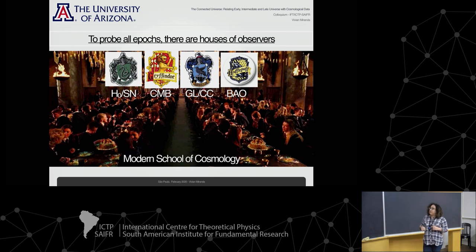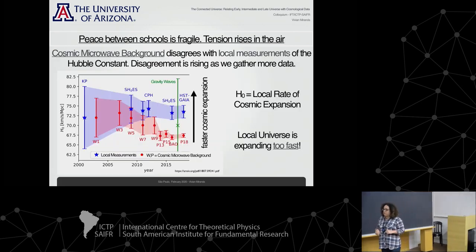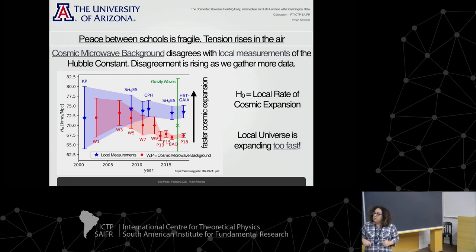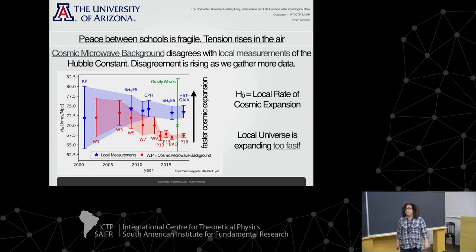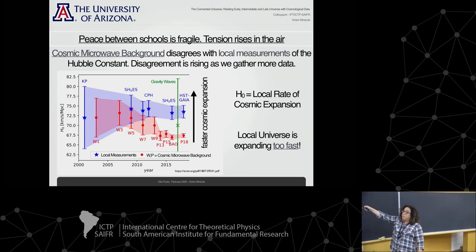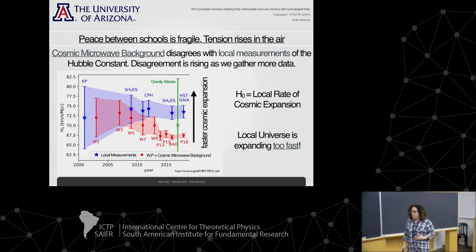So that's the game we play, and people have been playing this for a long time, and you got pretty interesting answers. Here, I'm showing you on the y-axis the local value of the Hubble constant across years. In red, I'm showing you the predictions, not the measurements, of the Hubble constant given by the cosmic microwave background. And in blue, I'm showing local measurements of the Hubble constant that use type 1a supernovae, as well as calibrators, Cepheids, to measure distances in astronomy, which usually is a pretty hard business.